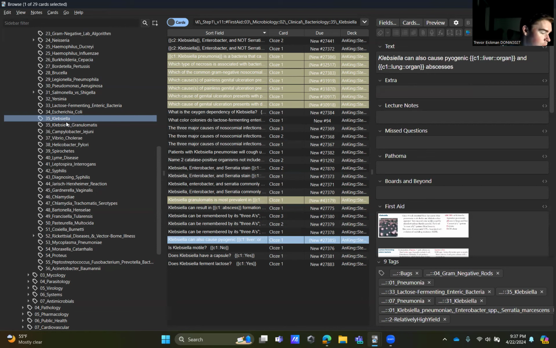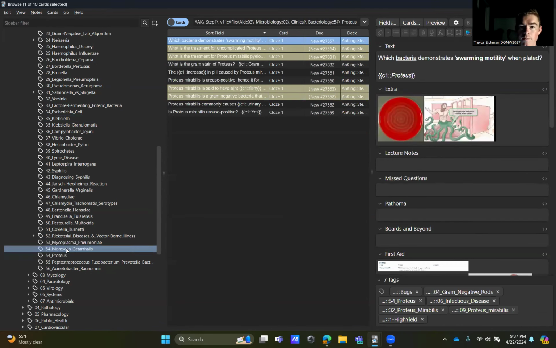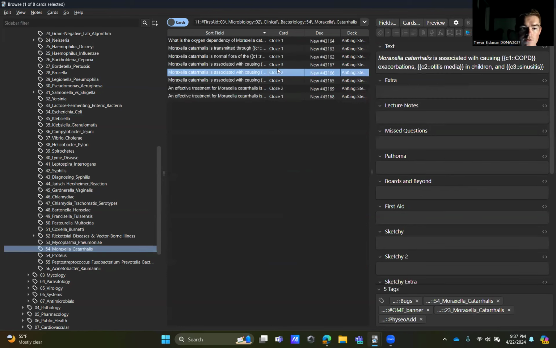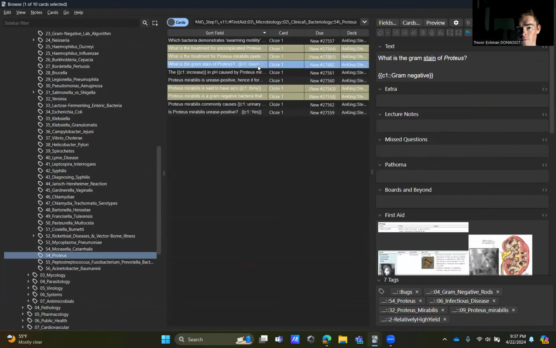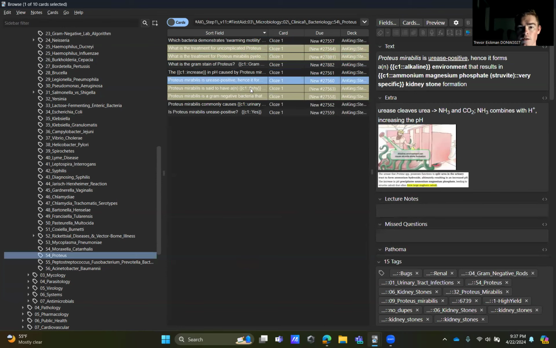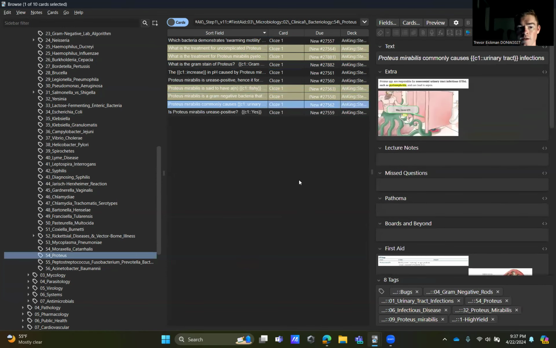And then we're going to move down to 54. And if you notice, there are 2 54s, and we need them both. So Moraxella catarrhalis, you want all of the cards there, so nice, easy one. And then Proteus, you want the first one, skip 2 and 3, but you want to grab 4, 5, and 6, skip 7 and 8, and then grab 9 and 10. And that is it for this video.